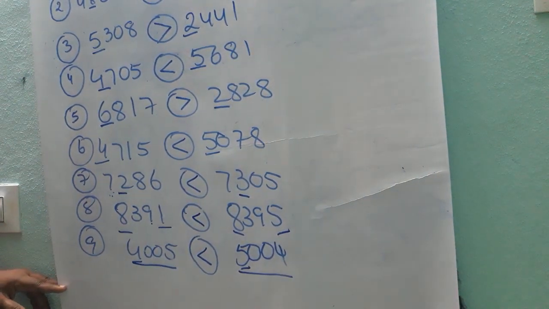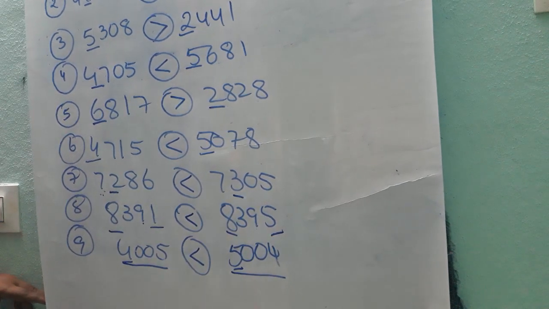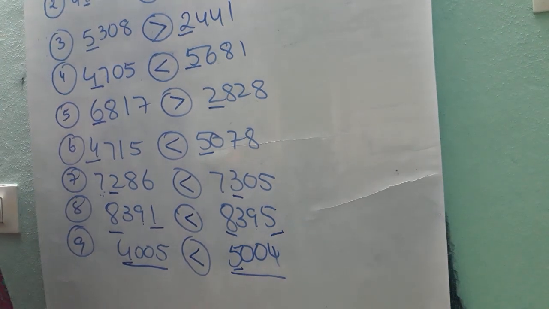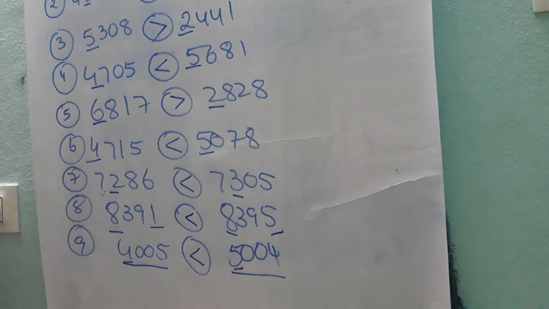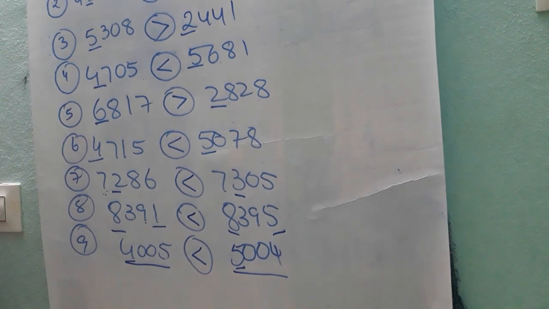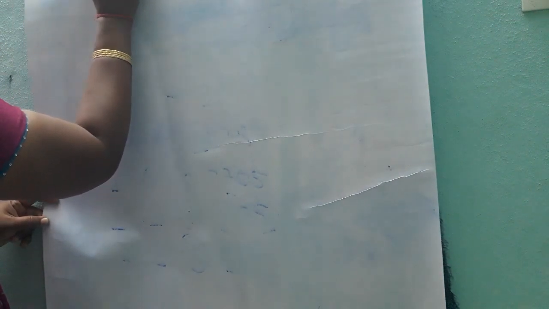Okay. Now the second one. See the second one, children. Put a tick mark on the greatest number and a cross mark on the smallest number. They have given numbers for us, children. See those numbers: 823, 1011.